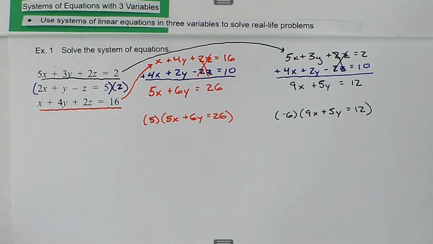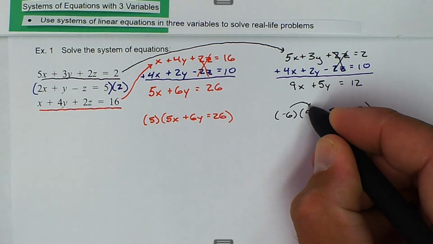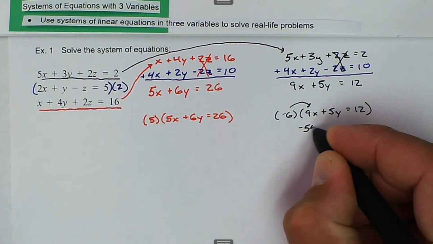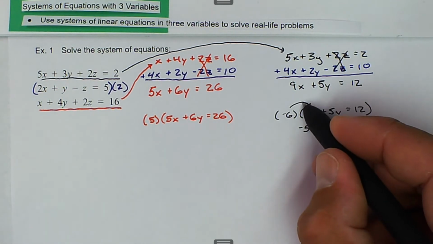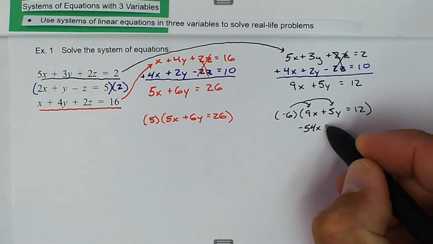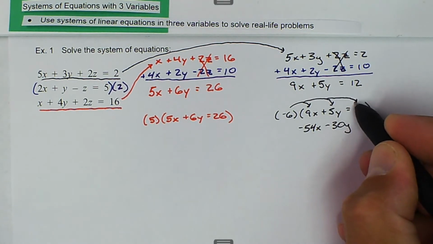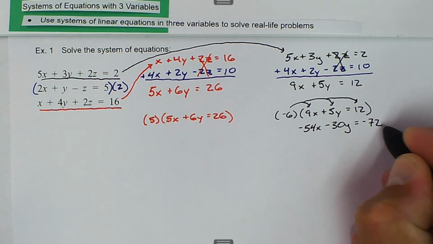So when I go ahead and do that multiplication, -6 times 9, that is -54x, and -6 times 5 is -30y, and -6 times 12 is -72.